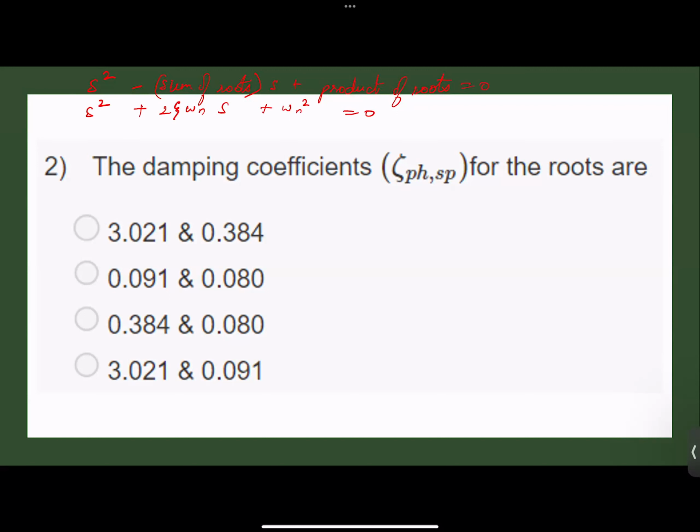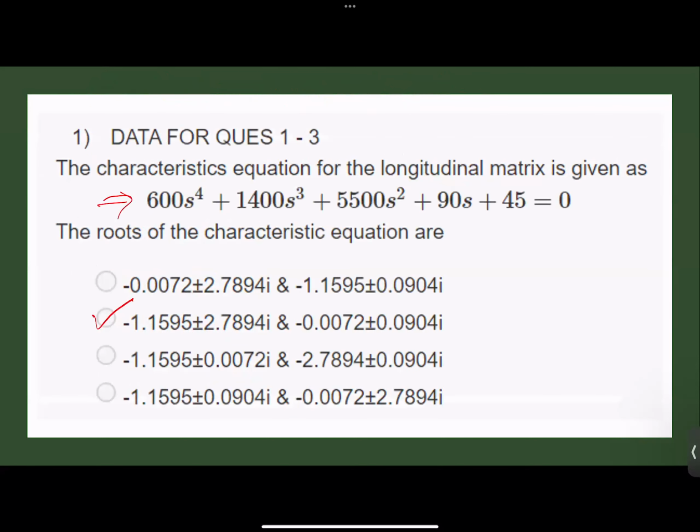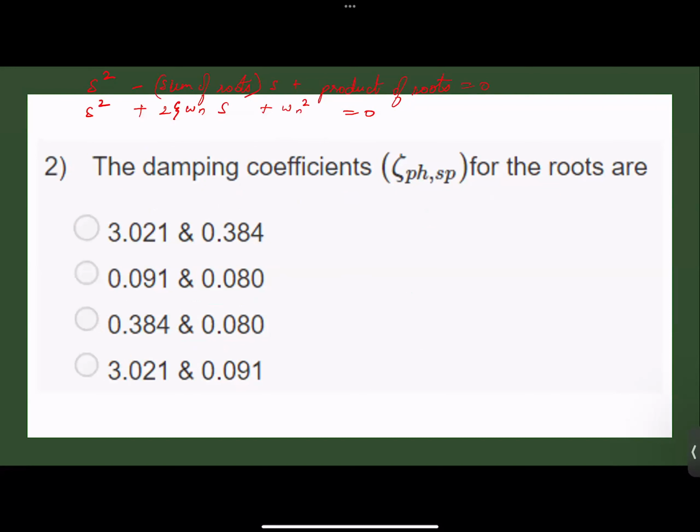So what are the first pair of roots? Let's take the first pair of roots, this one: minus 1.1595 plus or minus 2.7894 i. Okay, now substitute it into this equation. What do you get? s square plus 2 into 1.1595 s plus the product of the roots. Quickly multiply and tell me what is the product of the roots.